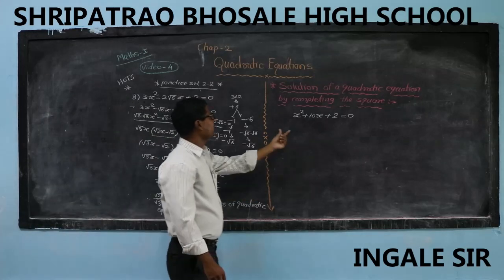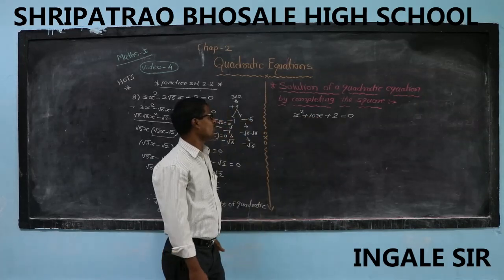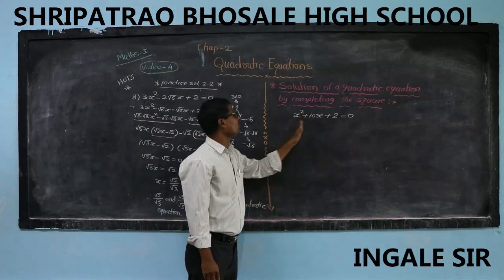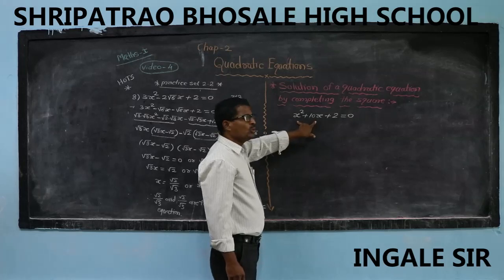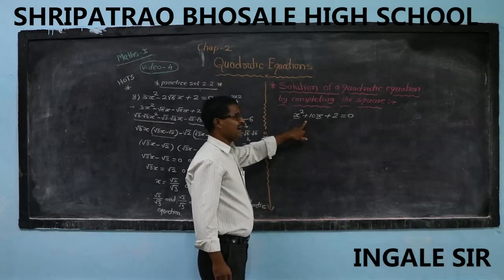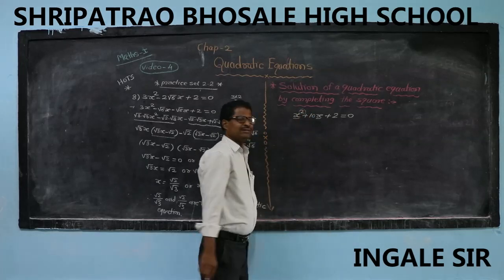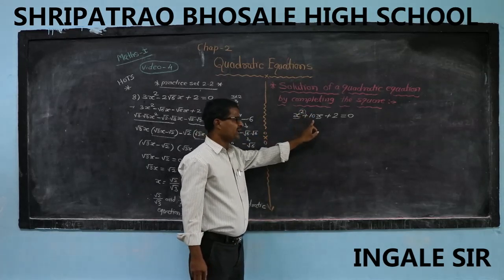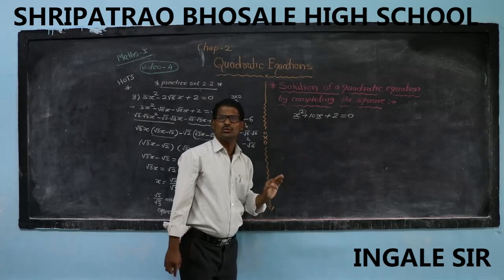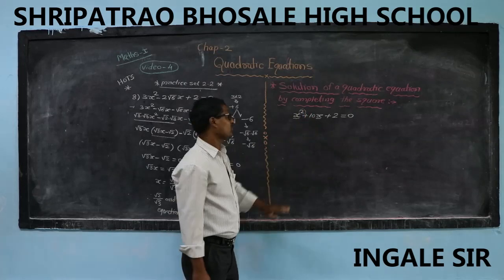Now take this example: x square plus 10x plus 2 is equal to 0. First we have to identify whether the given equation is a quadratic equation. Here we observe that the equation contains only one variable, that is x, and the highest index of the variable x is 2. So x square plus 10x plus 2 is equal to 0 is a quadratic equation. Now we try to find the roots of this quadratic equation by the factorization method.